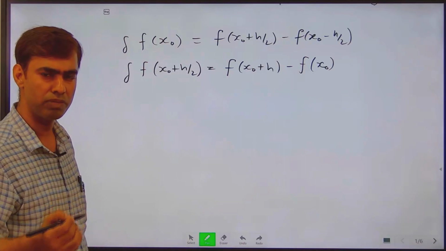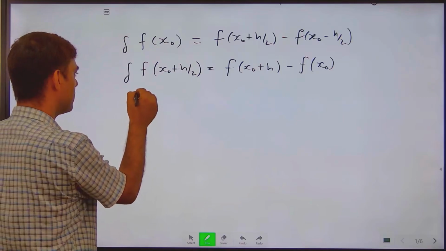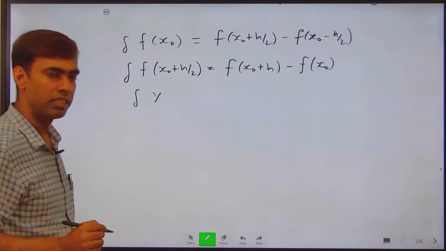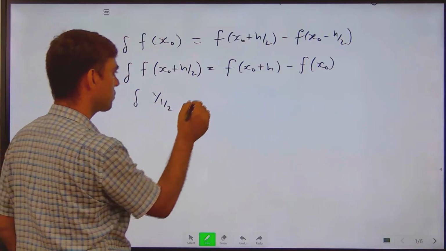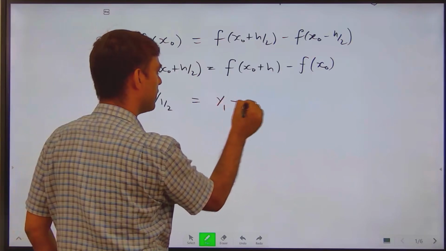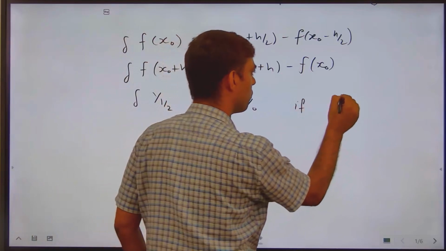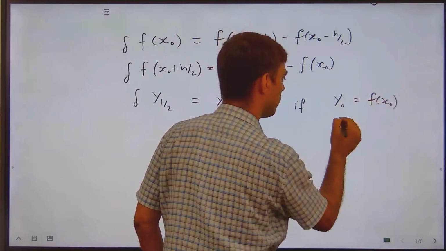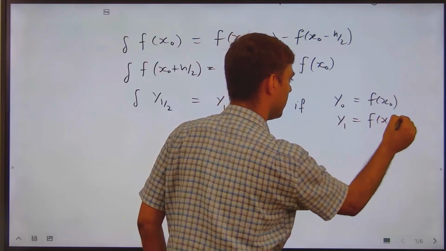y0 with the f of x0, y1 with the f of x0 plus h, y2 with the f of x0 plus 2h. So you may also write this one in terms of what? Del y1 by 2, which equals y1 minus y0. If what? If y0 equals f of x0 and y1 equals f of x0 plus h.